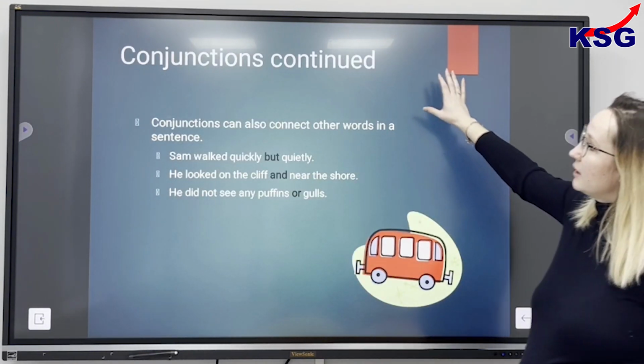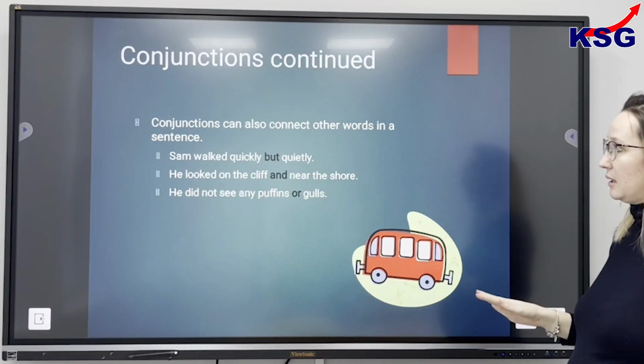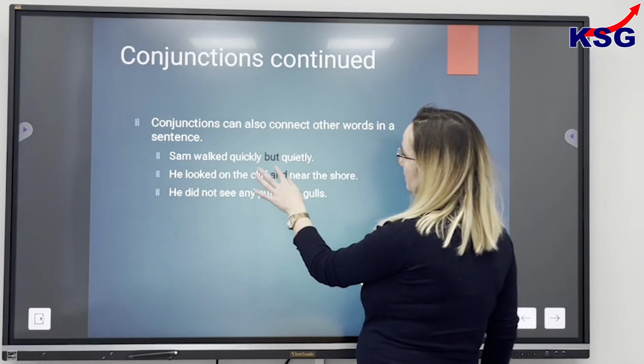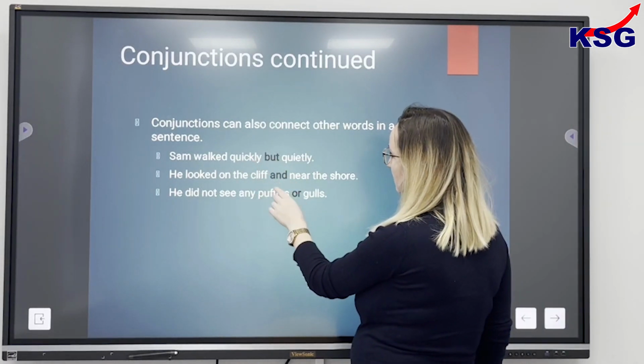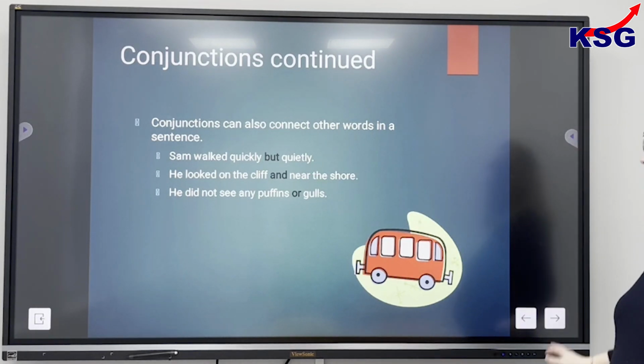Conjunctions, continued. Let's see. A conjunction can always connect other words in a sentence. And you have different ones: but, and, that we've seen before, and or. Some walked quickly, but quietly.